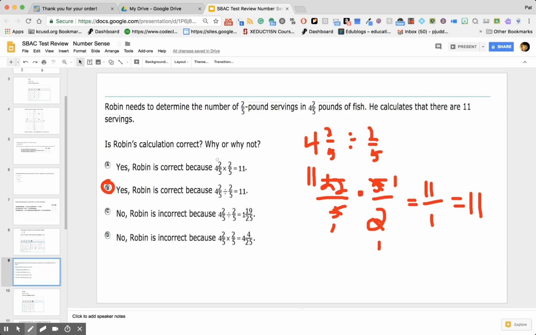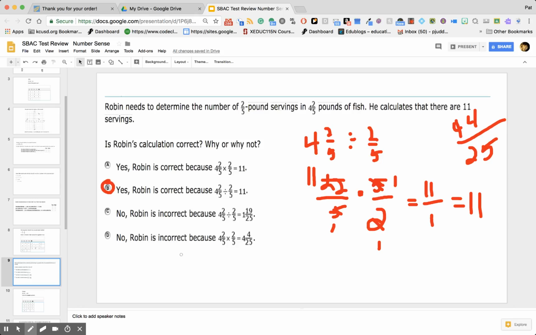If you multiply this, you would have 22/5 times 2/5. 22 times 2 is 44. 5 times 5 is 25. You would not get 11. Okay, and if you go through this one here, clearly they made a mistake with their division, and the only correct answer you have is B.